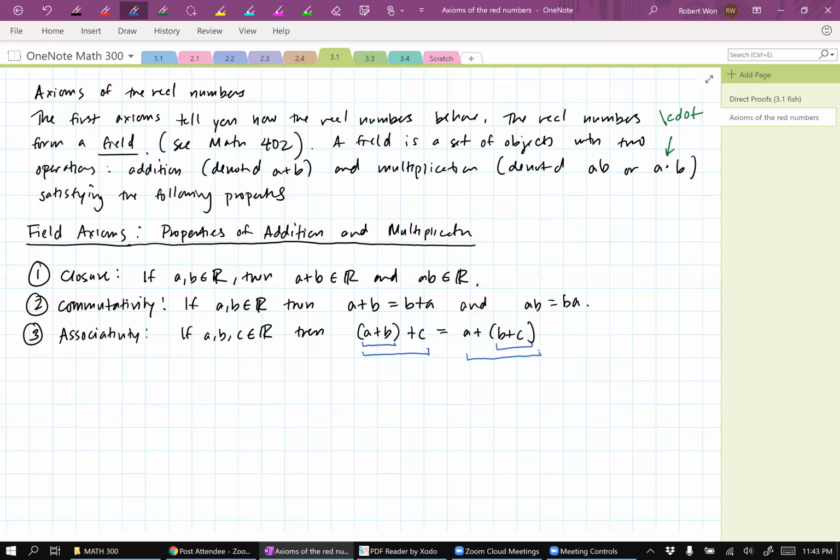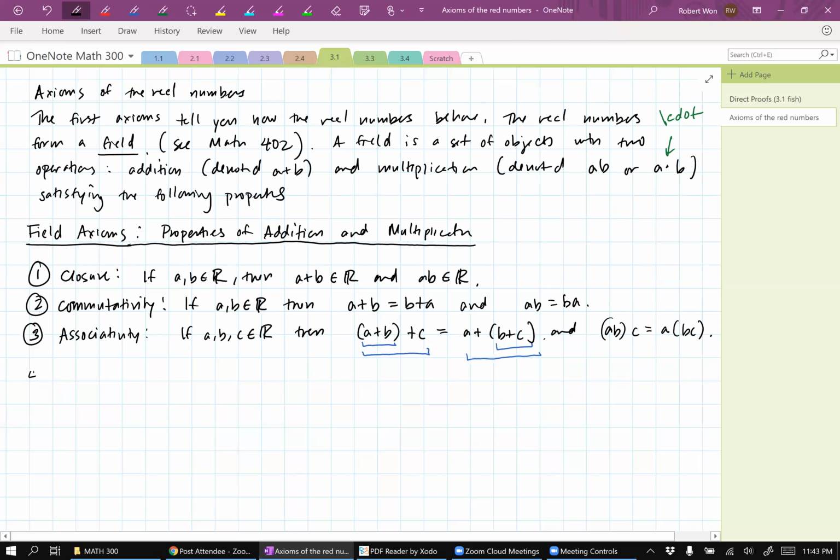But now that we're assuming associativity, anytime you see the quantity (a plus b) plus c, you could say, well, by associativity, this is the same thing as a plus the quantity (b plus c). Okay, and of course, also associativity of multiplication is another thing that we assume. Okay, so we'll assume that we have two operations that are commutative and associative.